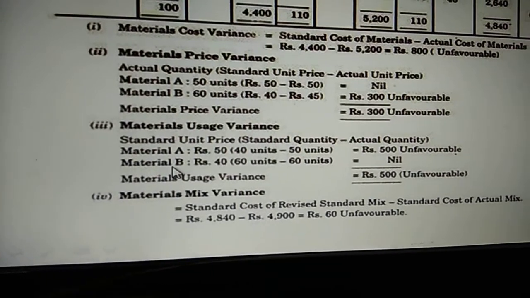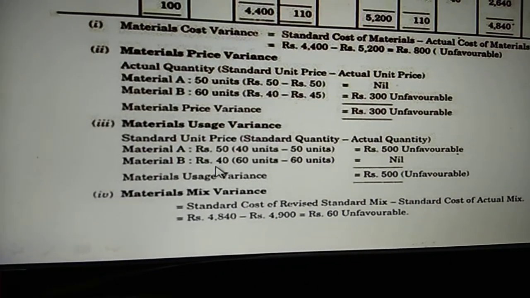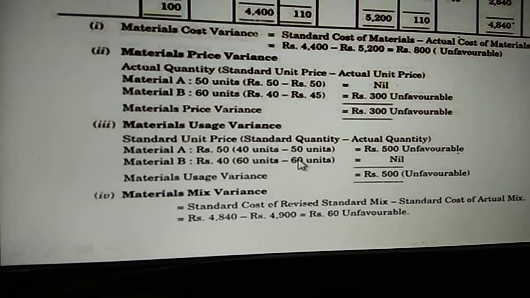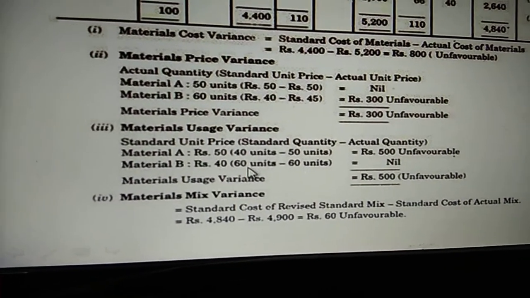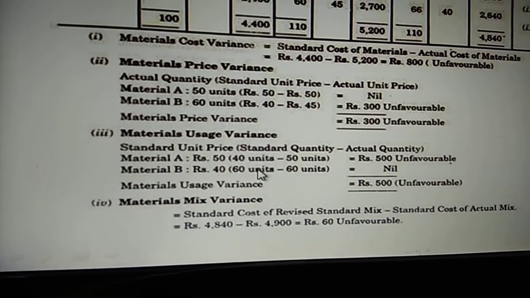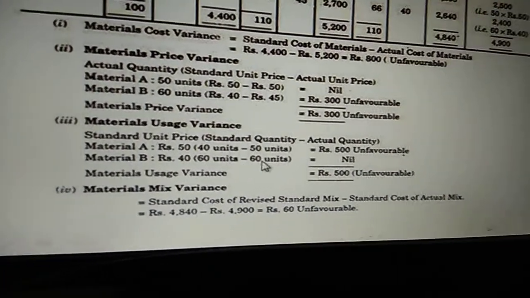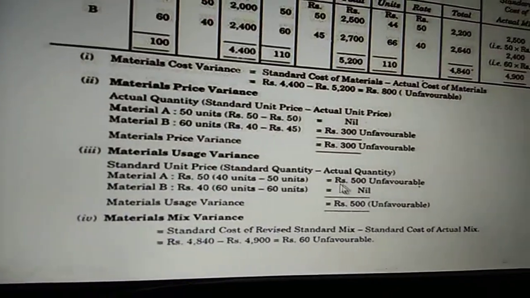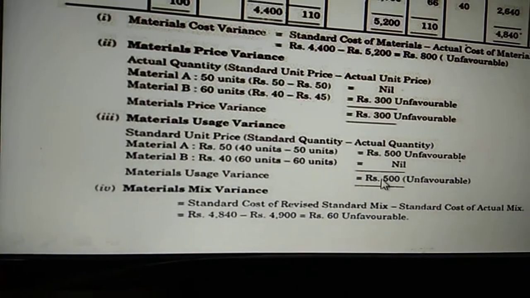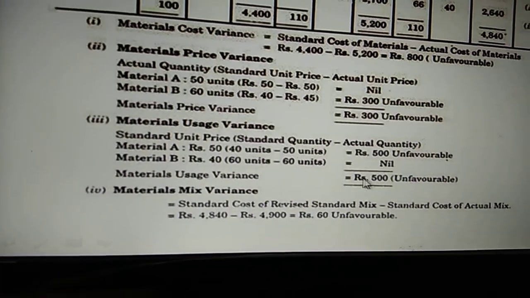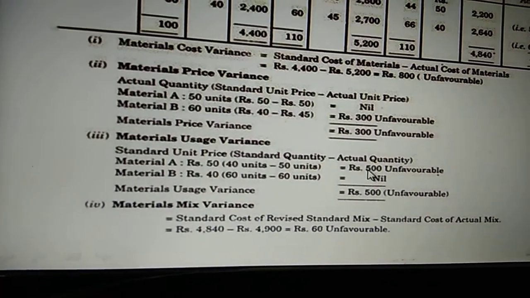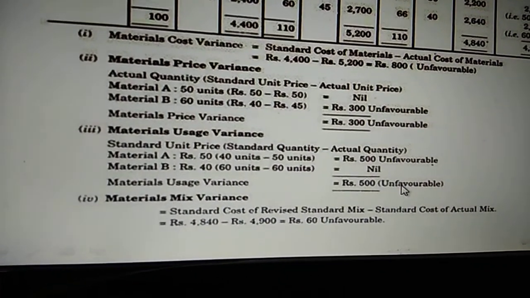And material B. The standard unit price is 40. Standard quantity is 60 units and actual also 60 units. So there is no difference. There is a perfect match between the standard and actual, so neither favorable nor adverse. So nil it is. If you add together to find the net, here 500 will be unfavorable or adverse.